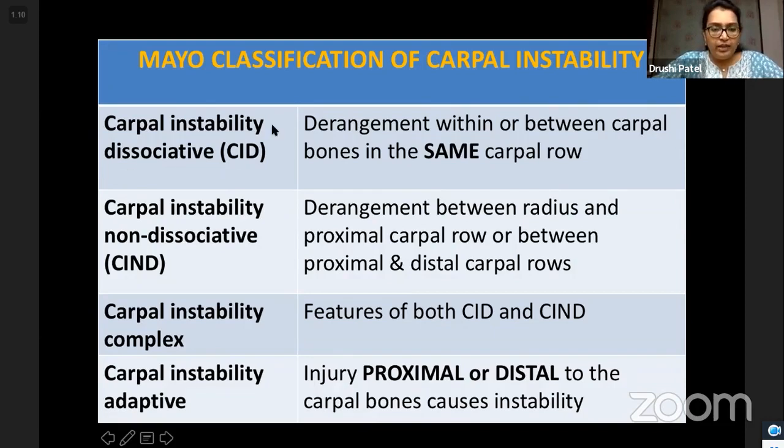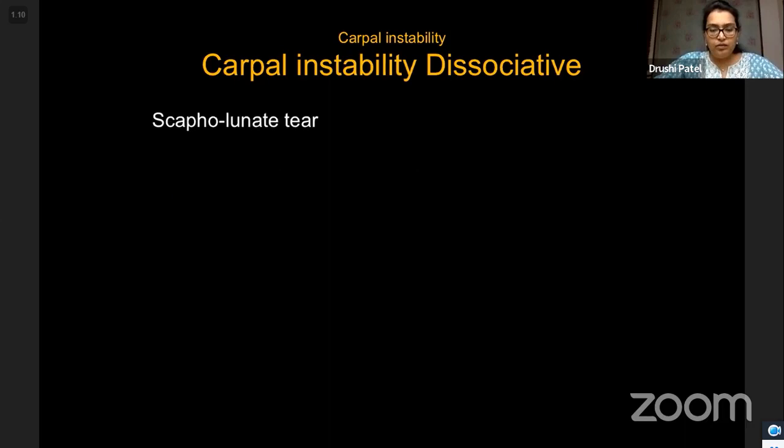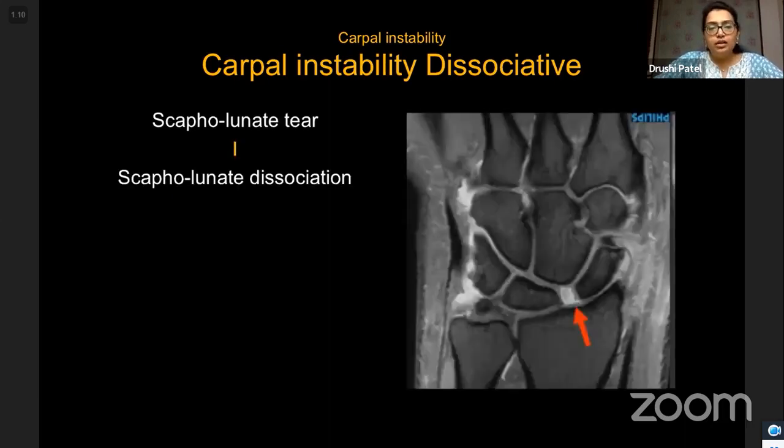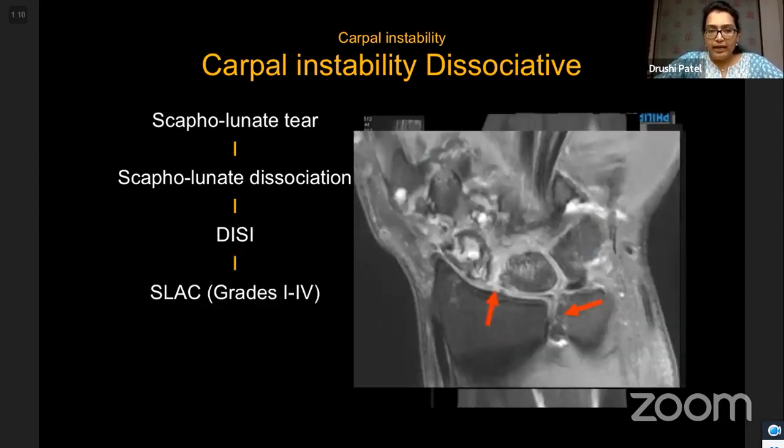So what we are going to look at is, we have already actually seen the carpal instability dissociative. The most important of this is the derangements occurring in between the proximal carpal row, that is scapholunate dissociation and lunotriquetral dissociation. We have had repetitions of this already. So scapholunate ligament tear, eventually dissociation, DISI, resulting eventually in a slack wrist. So this is carpal instability dissociative, CID, resulting from scapholunate ligament tear.